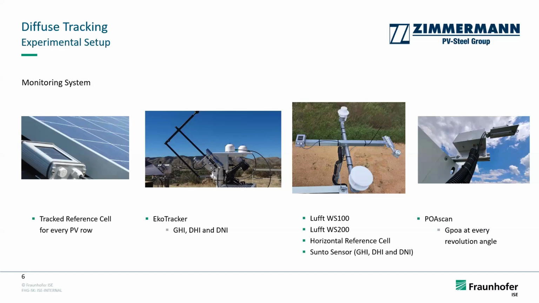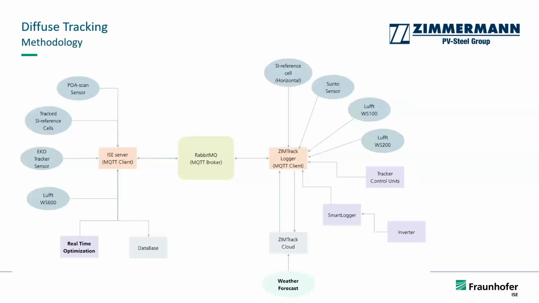And then lastly, we have the POA scan, which is a special sensor developed for us by PV Performance Lab, specifically for tracking optimization work. So this sensor is a reference cell and a photodiode on a rotation axis that every minute performs a scan of the sky. So it takes a 360 rotation to exactly evaluate at which angle the maximum irradiation is occurring, the maximum plane of array irradiation.